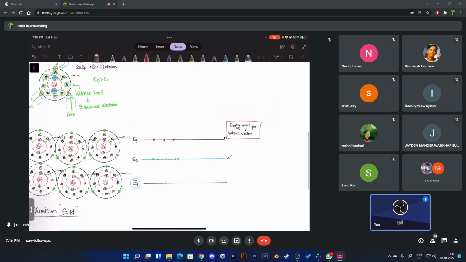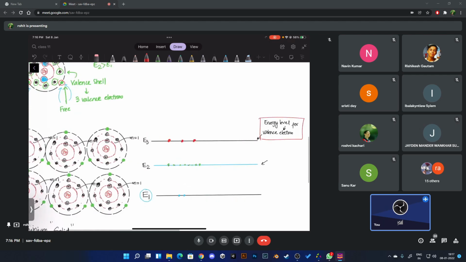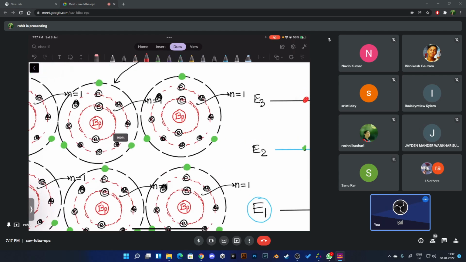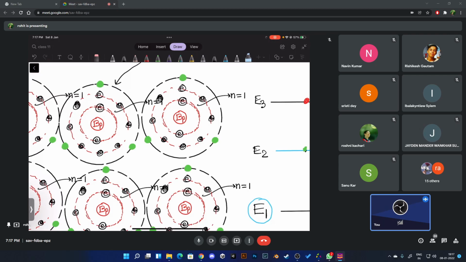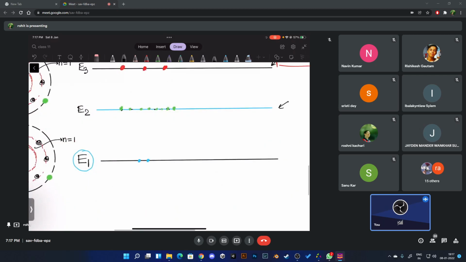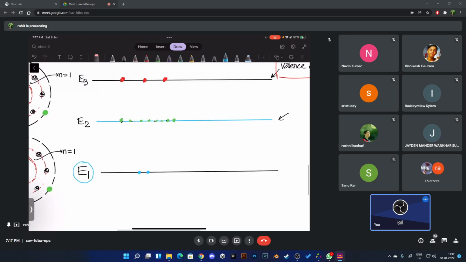So I've just arranged them, but only for one atom. Now I'll do it for the next atom. This is the second atom in this entire solid. Do you agree that this is also an aluminum atom? Yes, it is also an aluminum atom. You'll also agree that in the first shell we have 2 electrons. These 2 electrons also will have energy. Where will they have energy, E1 or E2? E1. Somewhere here. See, again I've drawn it here for the second atom.